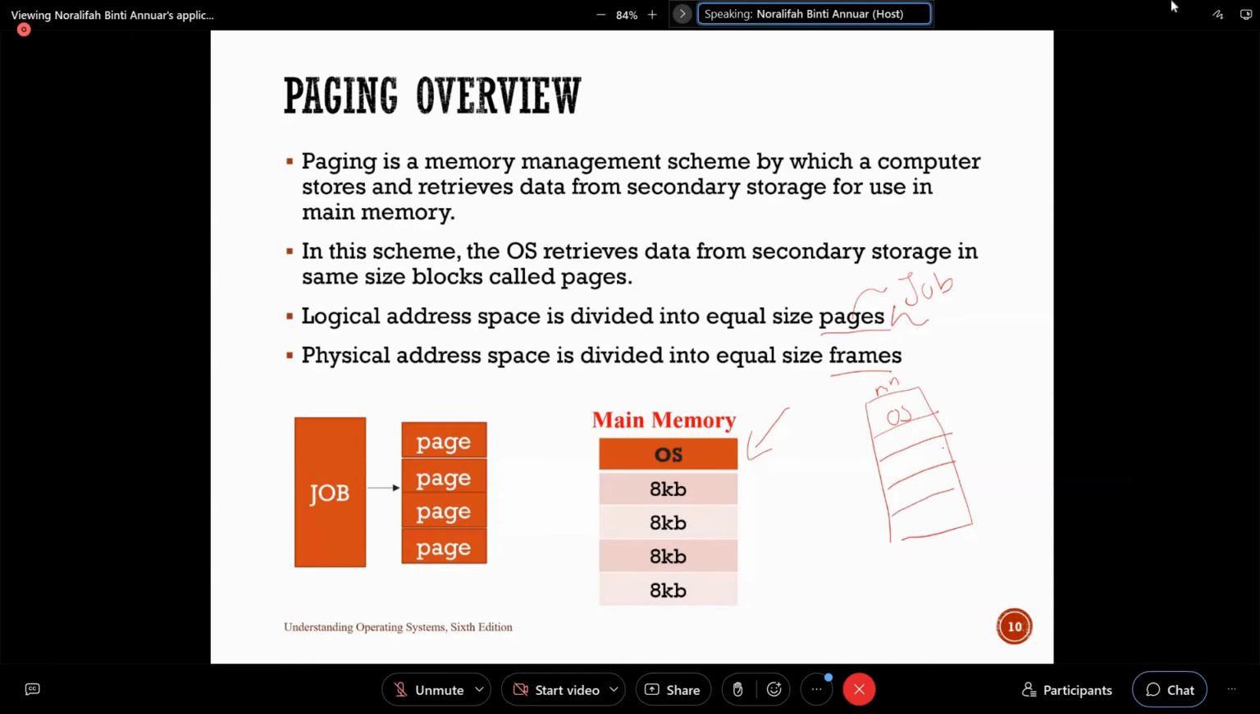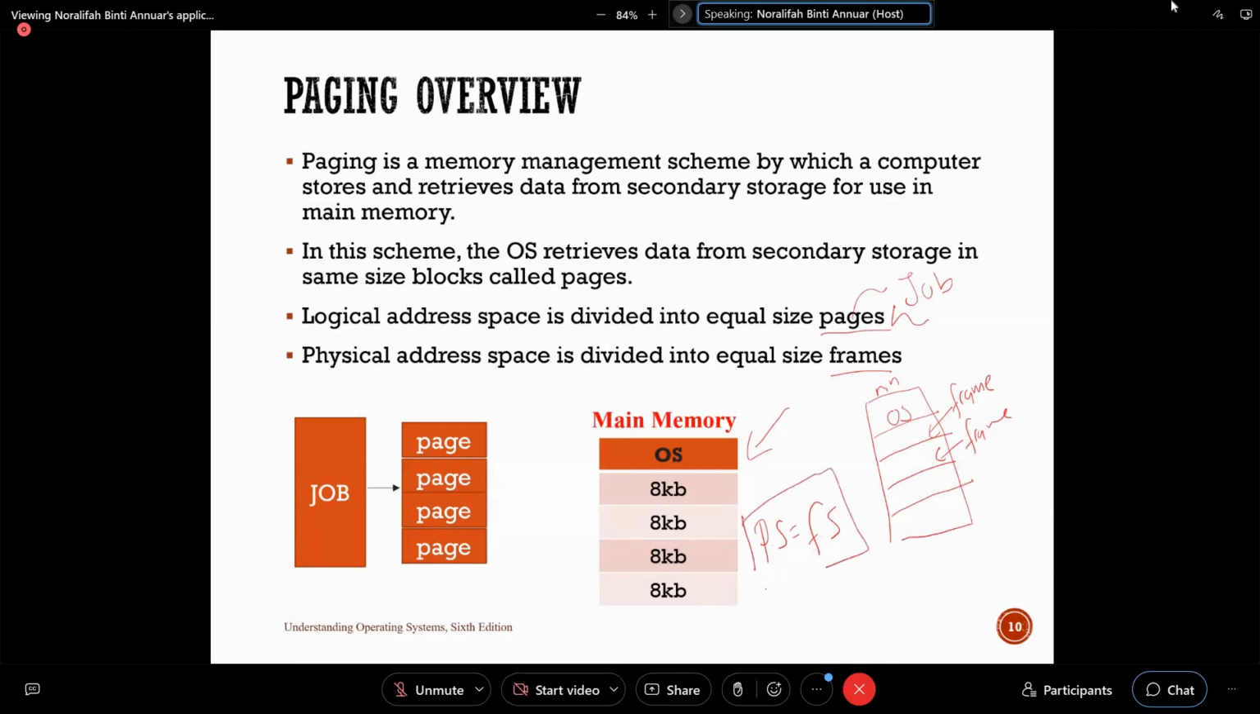Penting ni kita namakan frame. Now we call it frame, okay, we call it frame, dalam main memory. Okay, kalau you nampak perkataan page, maksudnya adalah job, job yang telah dibahagikan, divide into the equal size. So, based on this, now you know, the page size must be equal to frame size untuk this method.